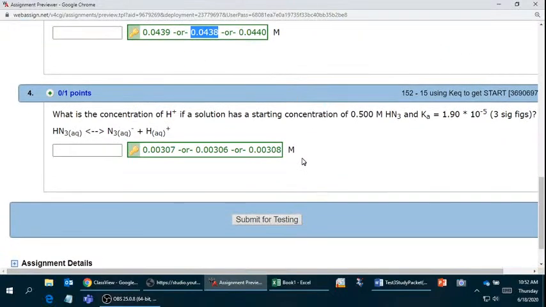For the one beneath it, the H+ concentration, if we have HN3, and, oh, that's an even easier problem. Give me a minute just to transcribe that one.